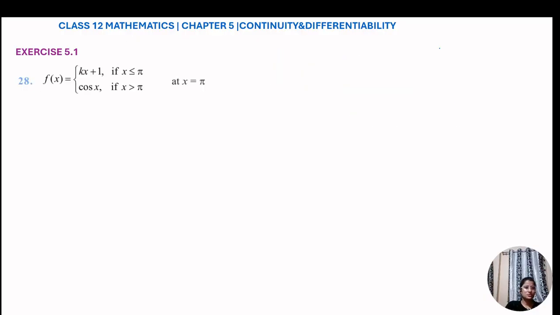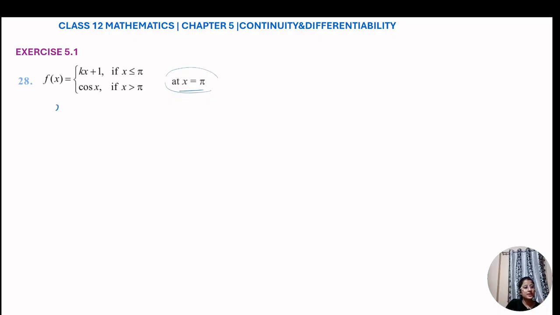In this question also, we have to do the same thing. A function is defined: f of x is kx plus 1 for x less than or equal to pi, and cos x for x greater than pi. Now we have to make the function continuous at this point, because this is our given point, that is x equals pi. So may I do this for you? Okay, I will do this for you.